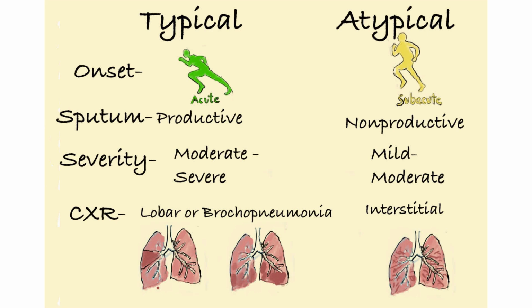Typical pneumonia is characterized by an acute onset, a productive cough, moderate to severe illness, and chest x-ray showing a lobar or bronchopneumonia pattern. Atypical pneumonia is usually subacute in onset, has a non-productive cough, illness severity is mild to moderate, and chest x-ray shows an interstitial pattern. This characterization helps to choose empiric antibiotics and for deciding on the need for hospitalization. Patients with typical pneumonia have a much higher likelihood of being hospitalized.